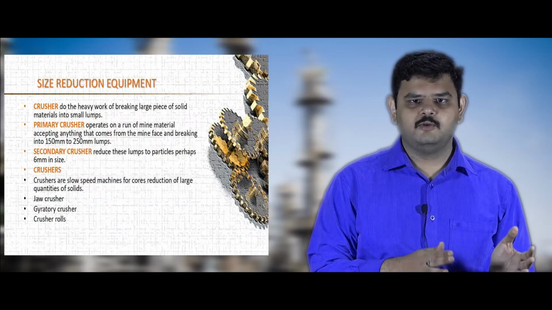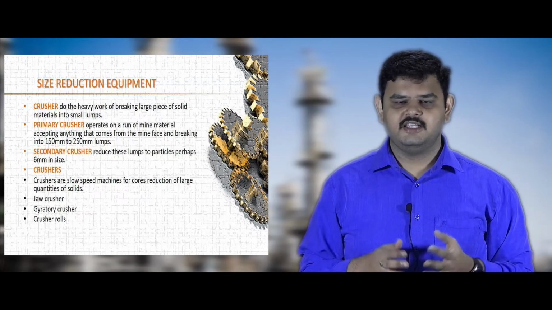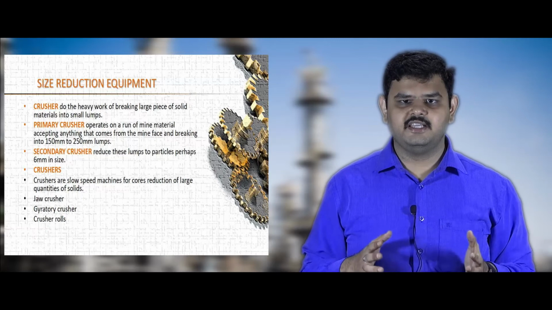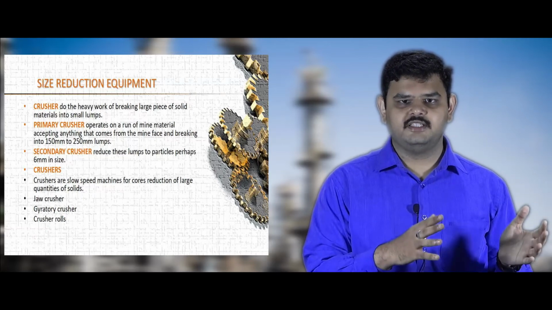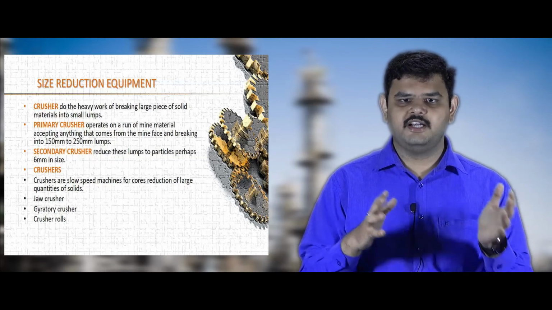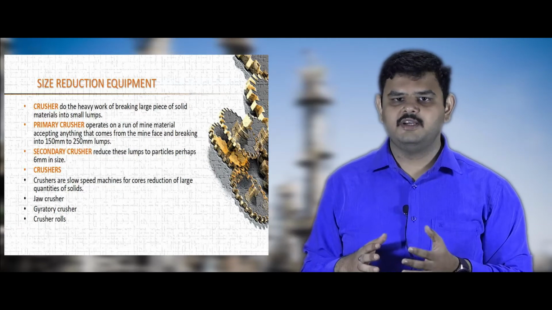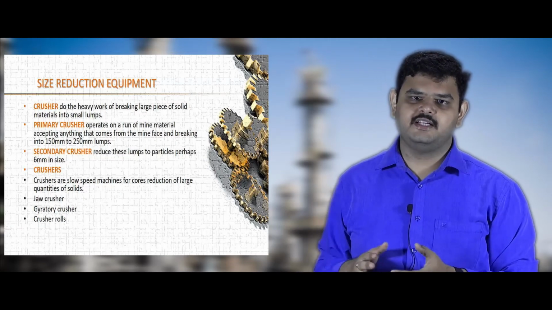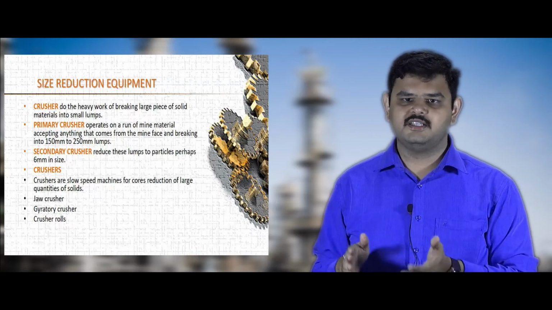Now we move on to the two types of crushers, that is primary crusher and secondary crusher. The primary crusher directly takes the bigger rocks as feed. It reduces the primary rocks to a particle size of 150 to 250 mm, and then sends it to the secondary crusher. The different crushers are jaw crushers, gyratory crushers and roll crushers.